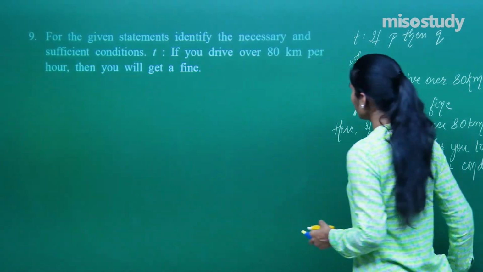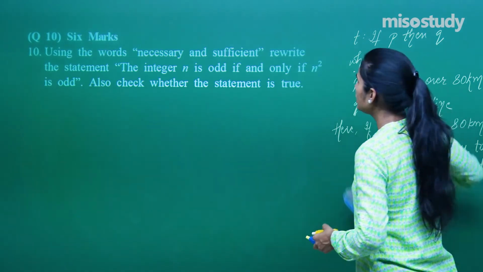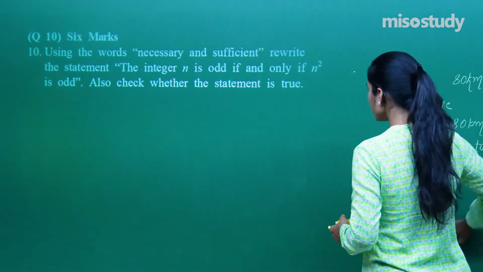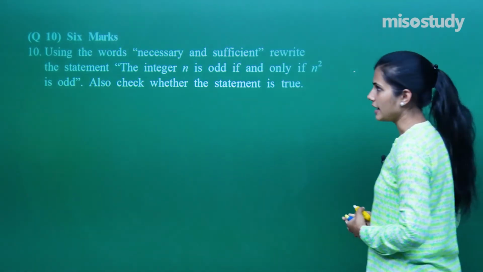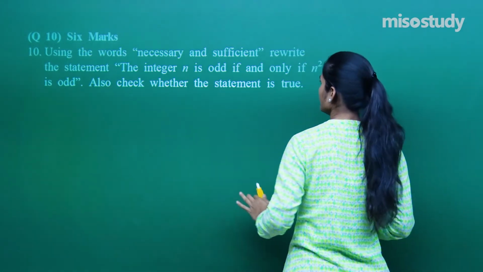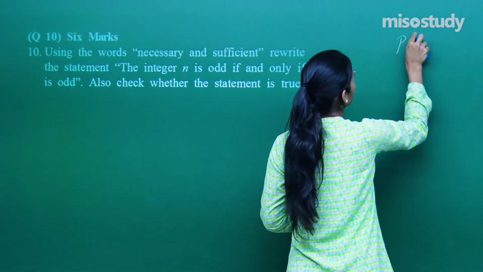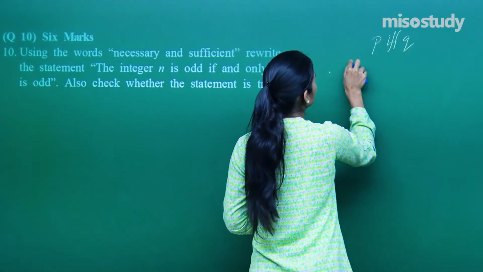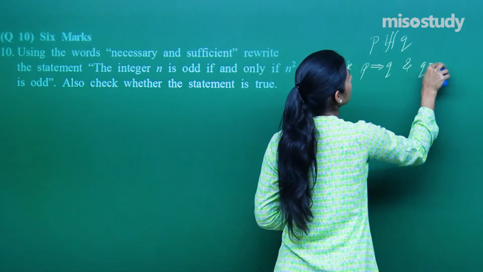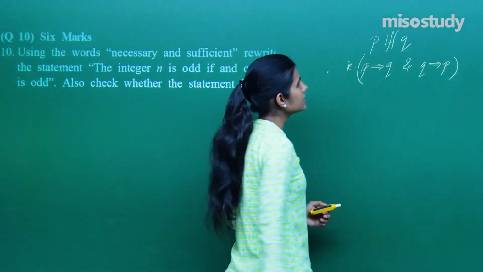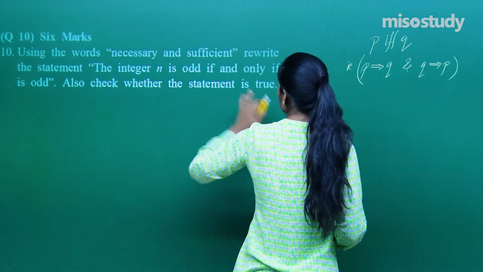Next, let's see what we have. Using the words necessary and sufficient, rewrite this statement. The integer n is odd if and only if n square is odd, and check whether this statement is valid or invalid. The integer n is odd if and only if n square is odd means what? You know that P if and only if Q means that P implies Q and Q implies P. That's how we define it. Write the necessary and sufficient condition.